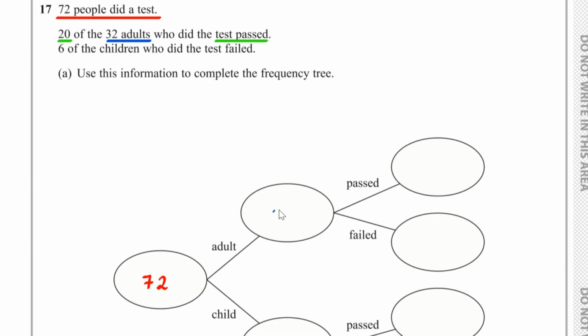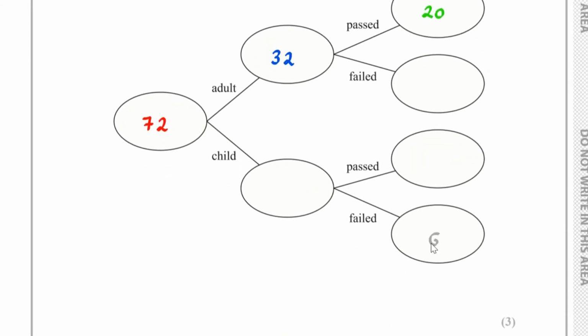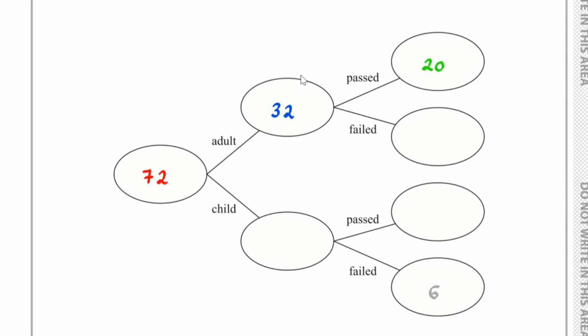So we have 32 adults, and of them, 20 passed the test. Then we know 6 children failed the test. So for child failed, we have 6. So now we can find out the missing information. We can do this by subtracting. To find out how many children took the test, 72 take away 32, that's 40. There are 40 children. If 20 adults pass the test, 32 take away 20 is 12. 12 adults failed the test. If we have 40 children in total and 6 failed, the number who passed, 40 take away 6, is 34. So we have 34 children who passed the test.